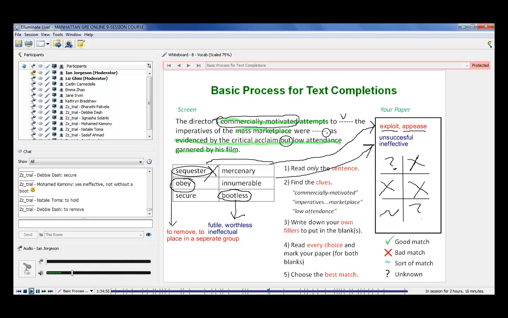And so we don't want to eliminate answers too quickly. If they're even a little bit close, hold on to them at first. Secure ends up being probably the second best answer, but you don't secure the imperatives of the mass marketplace. You secure the mass marketplace. And so idiomatically, secure is incorrect. And the correct answer on this one would have been obey and then bootless. Any questions so far? Does the basic approach make sense?